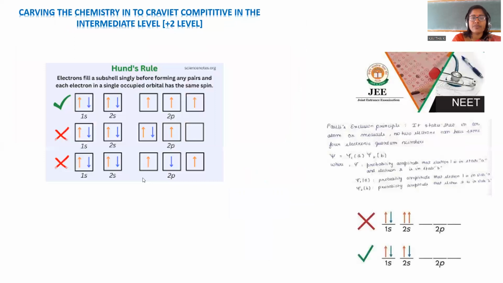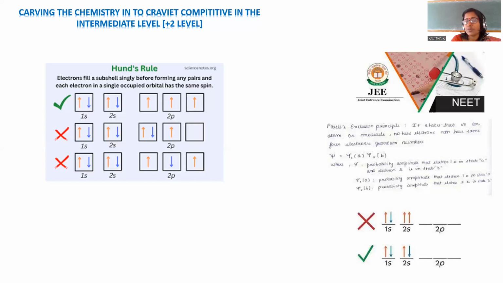Let's get the detailed explanation for both. Hund's rule is shown with 1s, 2s and 2p orbital filling, with electrons singly occupied. Then only if an extra electron is coming can you add one more over here. But filling that third electron into this one is 100% wrong. And changing its spin is also wrong. Always the first electron must be given an upward arrow, which means a positive spin is accorded to that kind of electron. So the correct Hund's rule representation will be option number 1 only. Electrons fill the subshell singly before forming any pair of electrons. Singly occupied orbitals have the same spin. That is accompanied by this first kind of representation only.